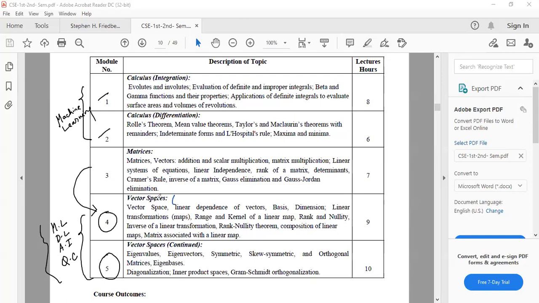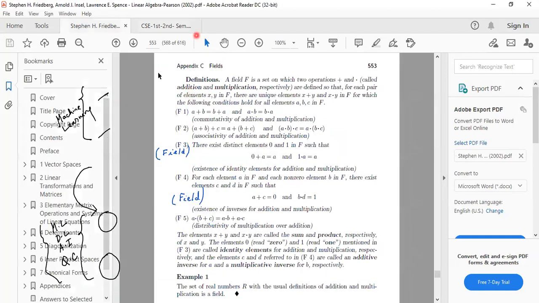For example, if we need to know what a vector space is, what a matrix actually is, and the difference between a matrix and a determinant, we need a concept which is called a field. I don't know whether you have any idea about field or not, but I'm going to give you that concept right now. After that, I'm going to talk about a few things about matrices and determinants. Now I'm moving on to the next page.